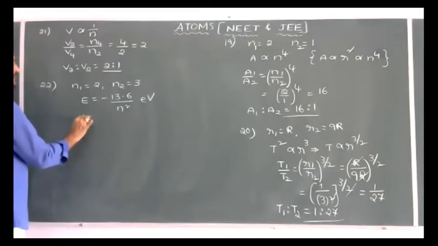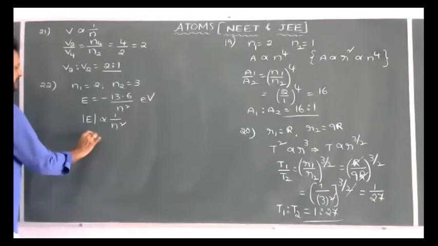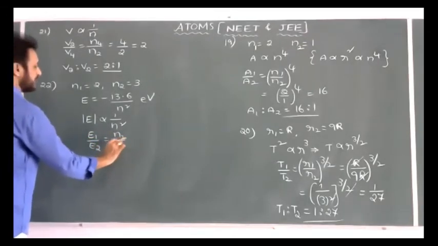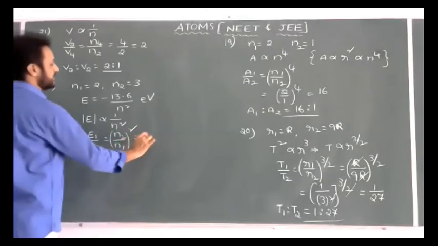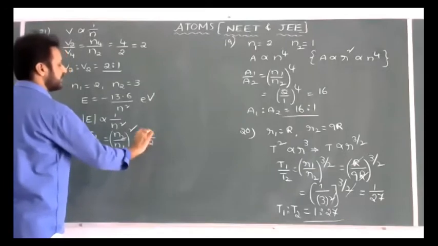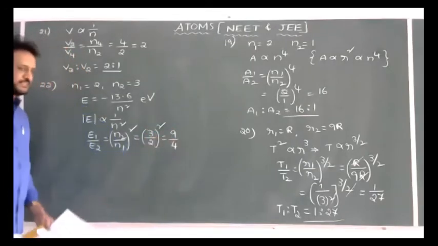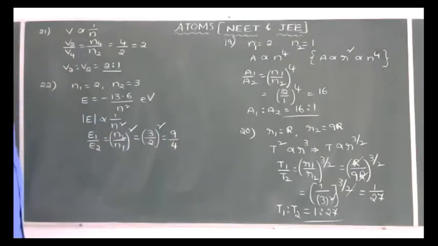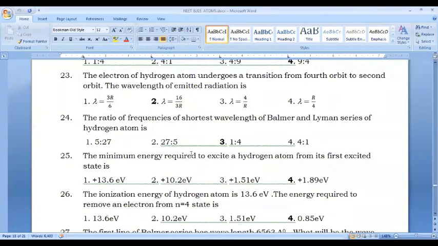The magnitude of the energy is proportional to 1 by n square. That implies E1 by E2 is equal to n2 by n1 whole square, you should write. That is equal to n2 equal to 3 by n1 equal to 2 whole square, which is equal to 9 by 4. So check the option, 9:4 correct, fourth option correct. So E1 is to E2 is equal to 9:4. That's the answer.